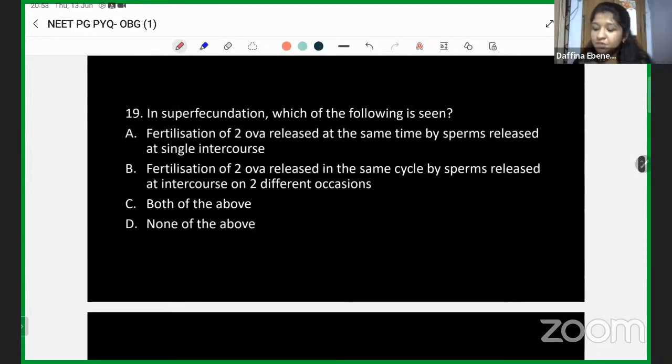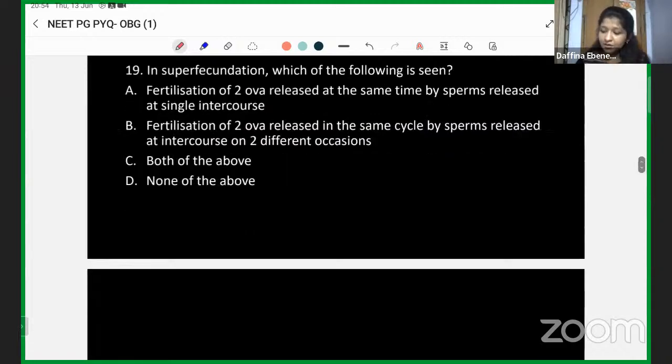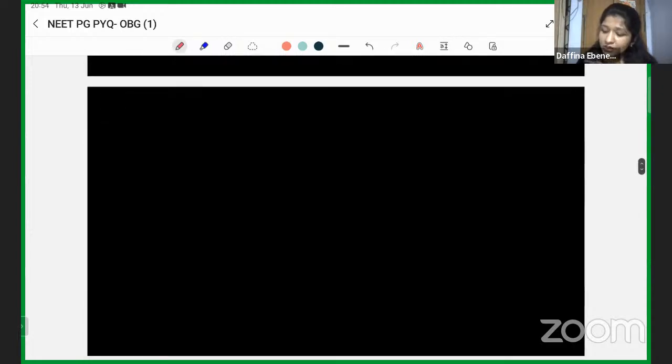In superfecundation, which of the following is seen? Fertilization of 2 ova released at the same time by sperms released at a single intercourse. Fertilization of 2 ova released in the same cycle by sperms released at intercourse on 2 different occasions. Both of the above or none of the above. Okay. Before we go into that, we need to know the definition of these 2 terms.